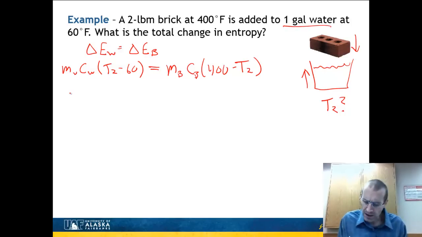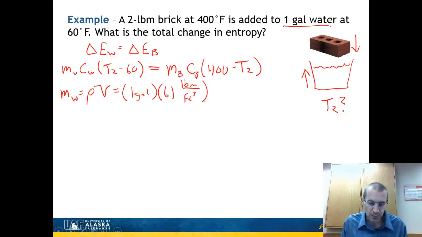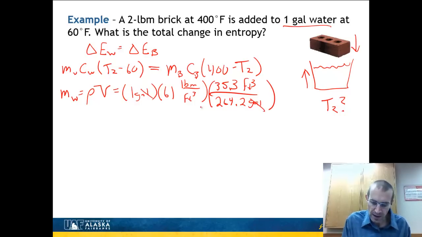I'm given a volume of water, not a mass of water, so let's determine what that mass is. The mass of the water is going to be the density times the volume. So I've got 1 gallon, and then I need to have 61 as my density. That's pound mass per cubic feet. I can get that off of table A2. And then I need to do a conversion factor here of 35.3 cubic feet is 264.2 gallons. That's out of the back cover of the book. So now my gallons cancel, my feet cancel, and I'm going to end up with something in terms of pound mass. And so it turns out my water has a mass of about 8.15 pound mass.